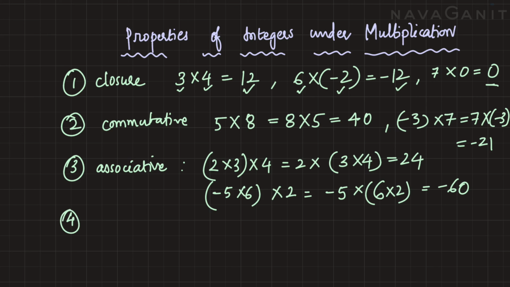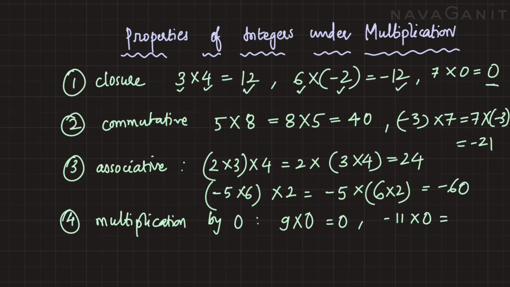Next, whenever we multiply any integer with 0, the product would be 0. So 9 multiplied by 0 would be 0. Similarly, minus 11 multiplied by 0 would again be 0. So this is multiplication by 0.